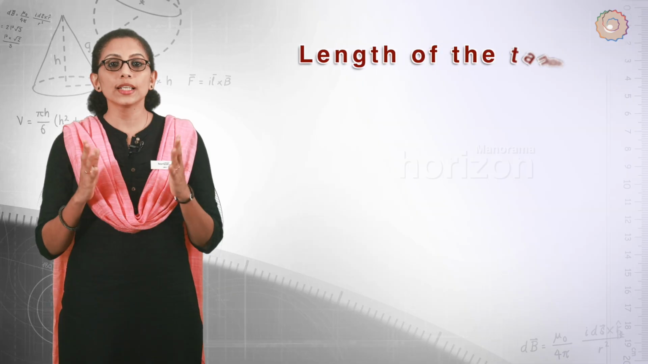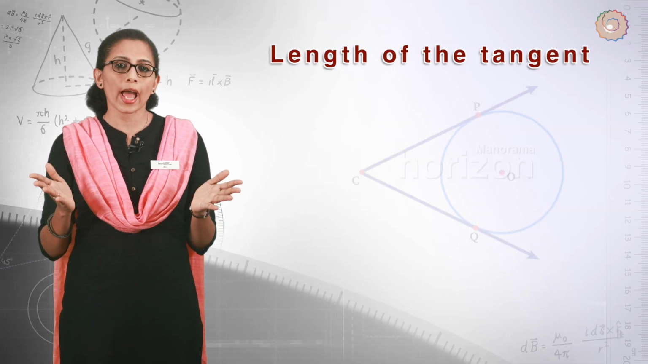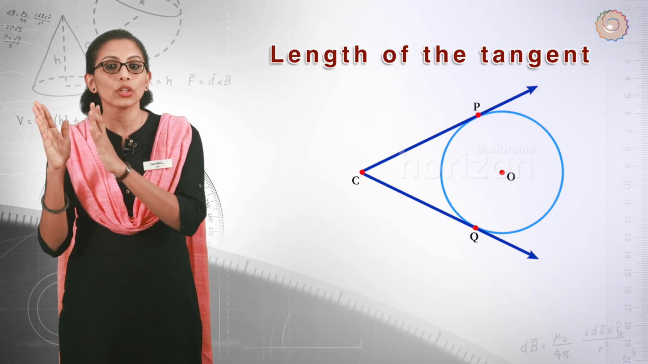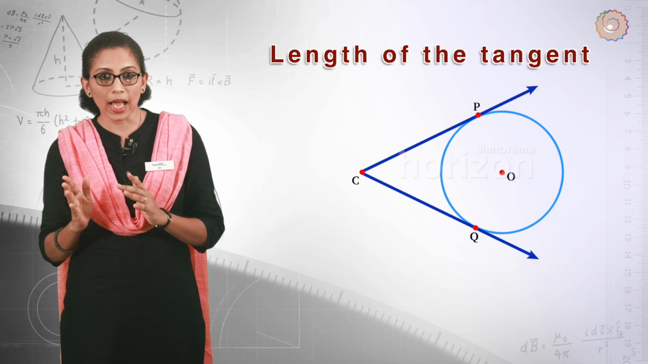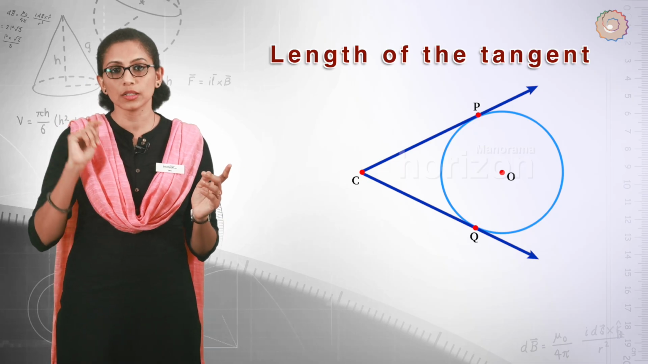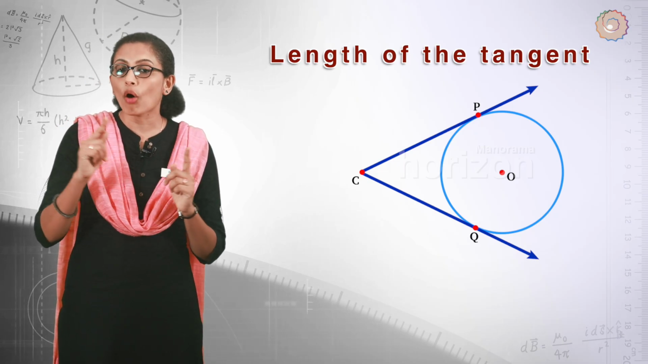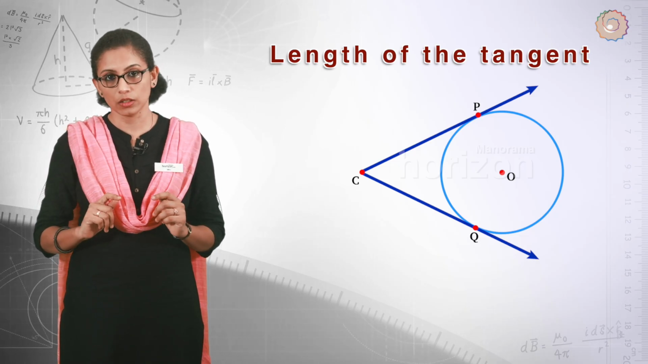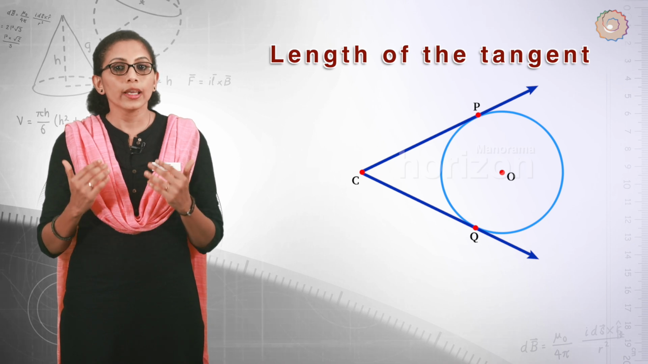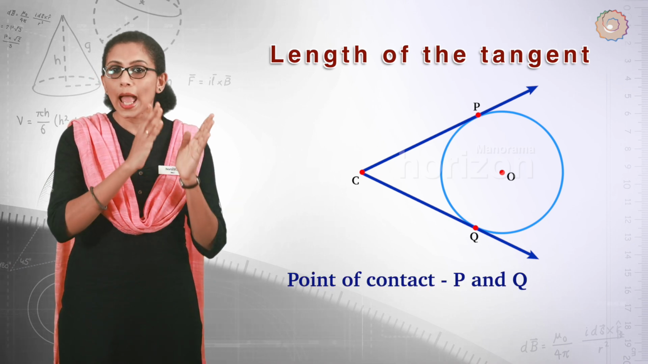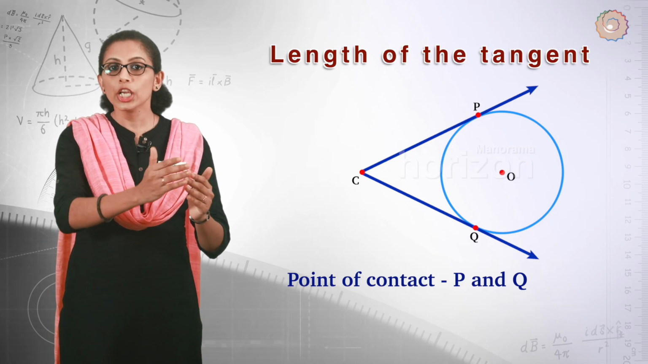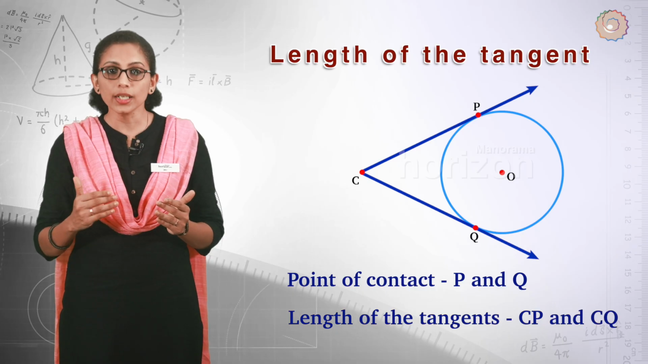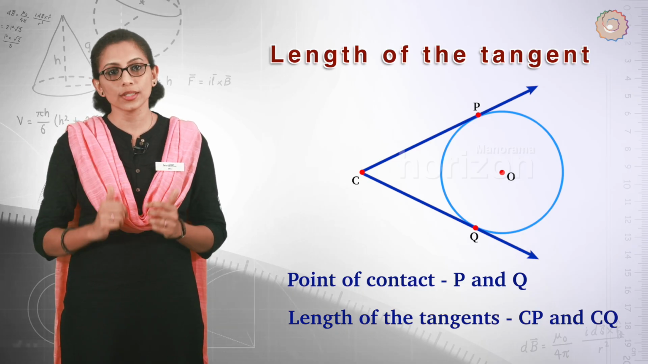Now let's see what is the length of the tangent. So we have seen that there will be 2 tangents possible from an external point, and we need to know what is the length of the tangent to the circle. The length of the tangent from point C to the circle is defined as the length of the segment of the tangent between the external point C and the point of contact with the circle. That is, to say more clearly, here the points of contact are point P and point Q. So from point C to these points of contact, CP and CQ are the lengths of the tangent from point C to the circle.